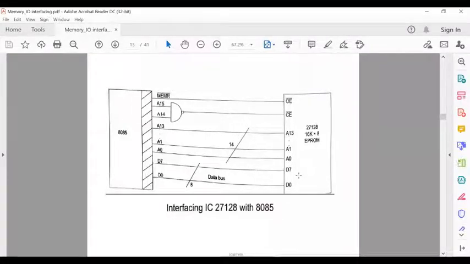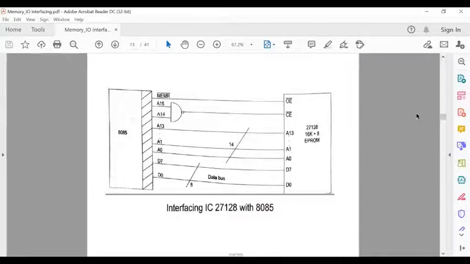Now it has an 8-bit data bus, D0 to D7. Both are connected in this way. Now the remaining address lines, A14 and A15, are used to enable this IC, because without enabling this IC no read operation can be performed. Any device has to be activated first, and then you can use it for work. And how can you activate, or how can you enable, this device?